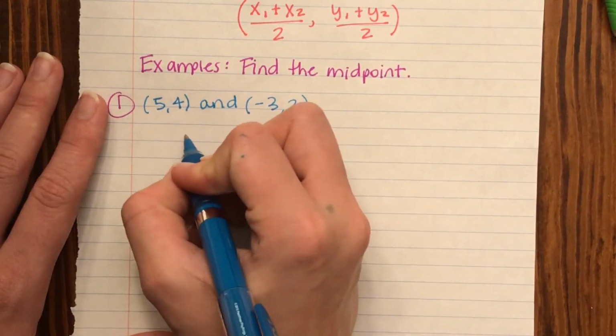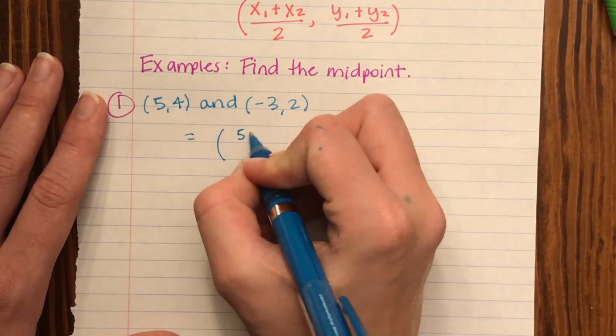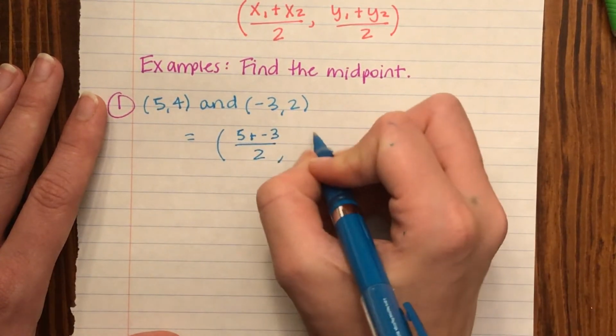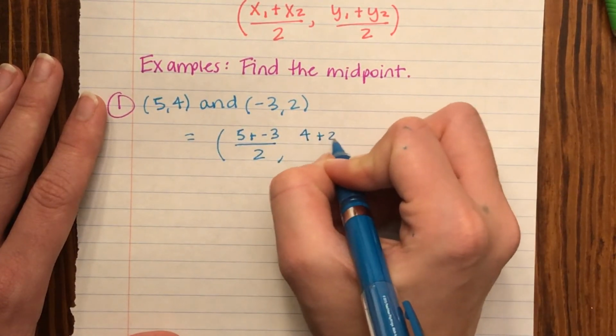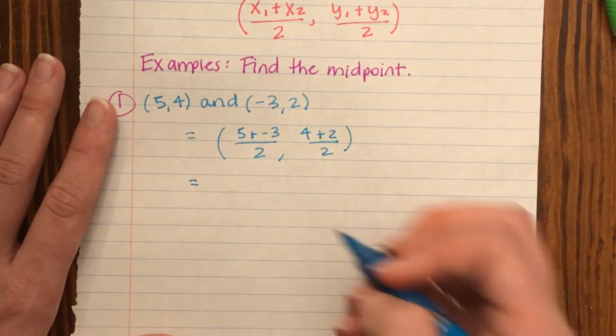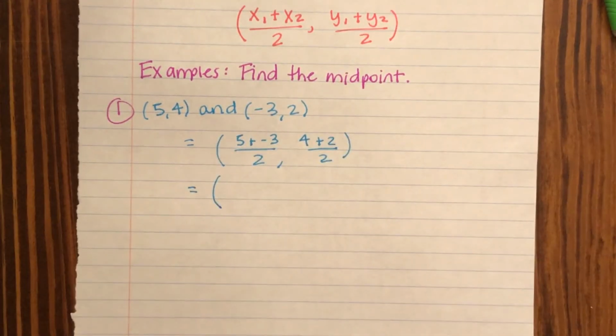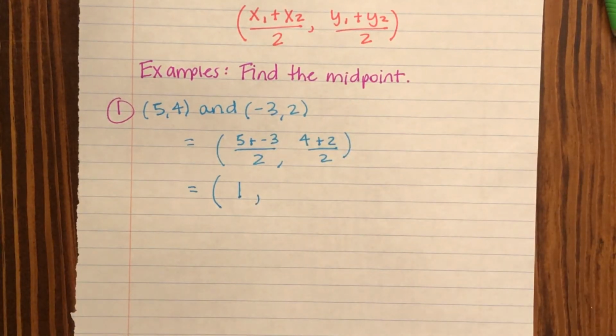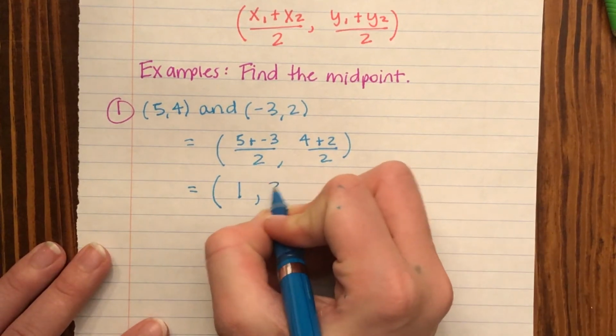So I'm going to add my x's together: 5 plus negative 3, divide that by 2. And I'm going to add my y's together: 4 plus 2, and divide that by 2. Okay, I'm going to do this mentally because I know that's what y'all want to do. 5 plus negative 3 is 2. 2 divided by 2 is 1. 4 plus 2 is 6. 6 divided by 2 is 3.